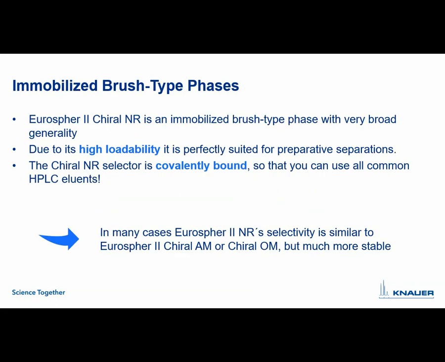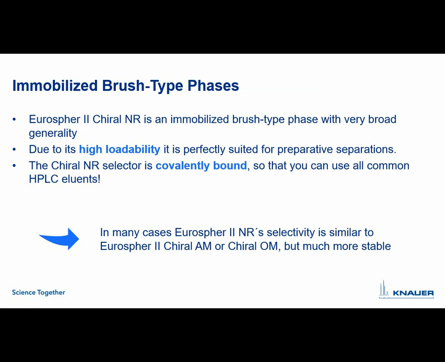Okay, now let's get to the second type. This is the second type next to the polysaccharide phases. There are the immobilized brush type phases for chiral separations. And we offer here the Eurosphere 2 Chiral NR phase. It's a so-called brush type phase, and it has a very broad generality and can often be used, but sometimes it's not as effective as these coated materials.